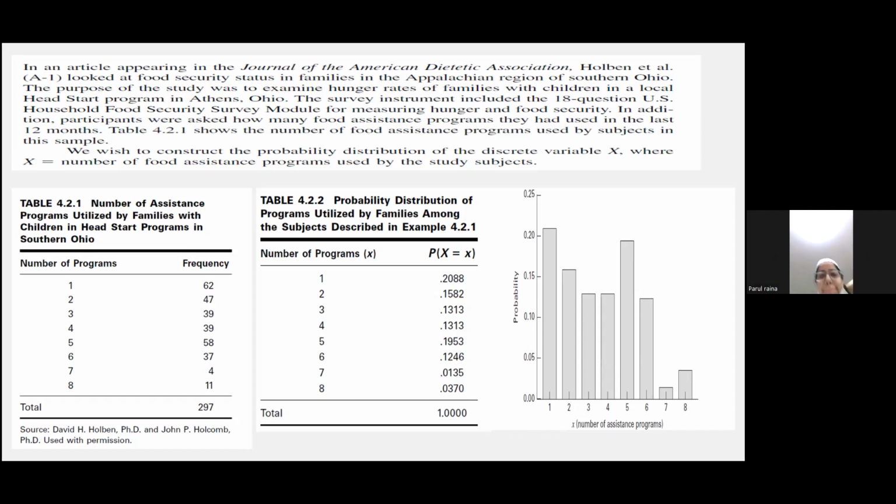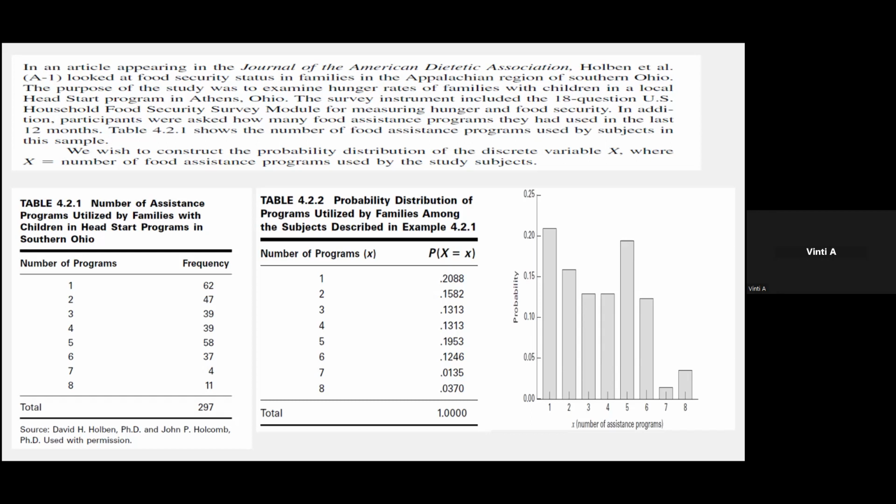So if I divide 47 by 297, I will get 0.1582. If I divide 39 by 297, I will get 0.1313. If I divide 58 by 297, I will get 0.1953. And it's like the figures are given this.